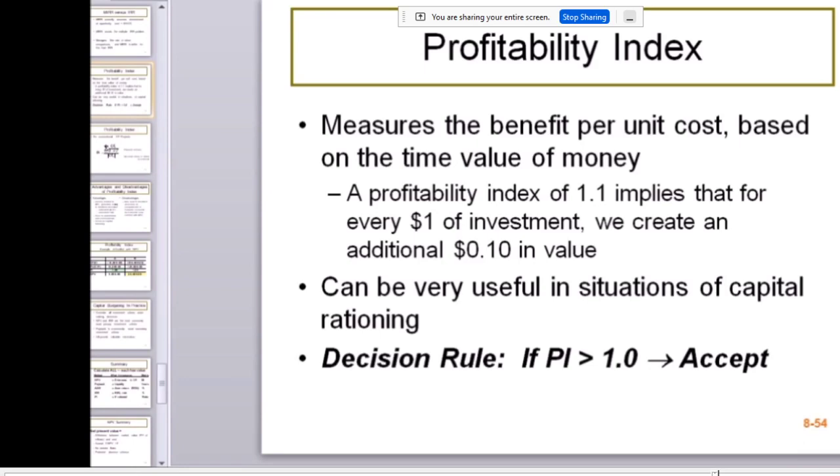Next, let's have a look at another investment criterion, the profitability index. Profitability index is basically a measure of benefits per initial investment costs. So, of course, in this case, if we're looking at the benefits per costs, we are going to have a look at a ratio. And profitability index does take into account the time value of money.